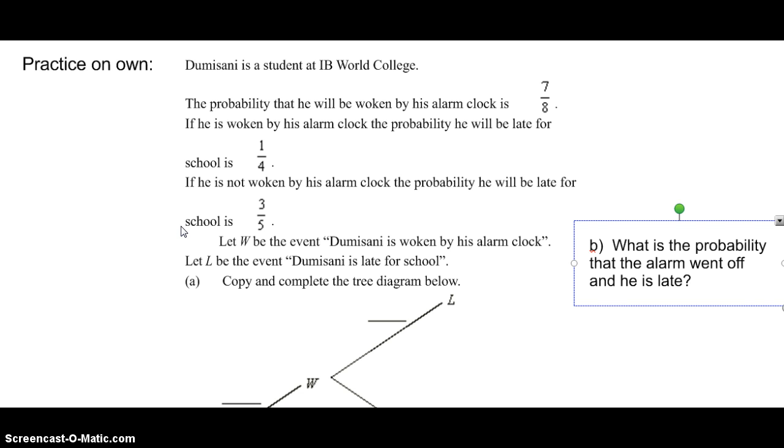Alright, so we have a student at an IB World College, and the probability that he is woken by his alarm clock is 7/8 of the time. If he is woken by the alarm clock, then the probability that he's late for school is still 1/4. If he is not woken by his alarm clock, then the probability he'll be late for school is 3/5 of the time. So it definitely goes up. He'll be more likely to be late if his alarm clock doesn't go off.